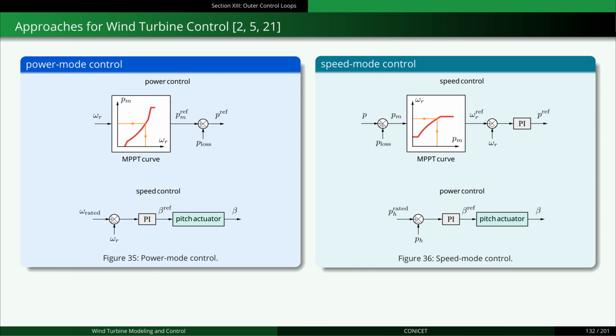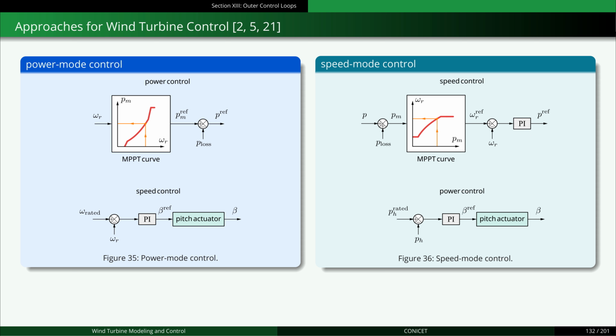In power mode control at high wind speeds, the rotor speed is controlled by the pitch angle. Once the rotor speed reaches its rated value, the pitch angle controller increases the pitch angle to maintain the speed at its rated value. In speed mode control, we use the converter power to determine the reference speed via the MPPT curve. Next, a proportional integral controller adjusts the converter reference power to control the speed at the reference value.